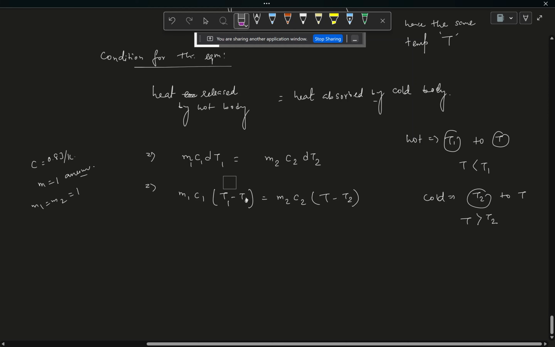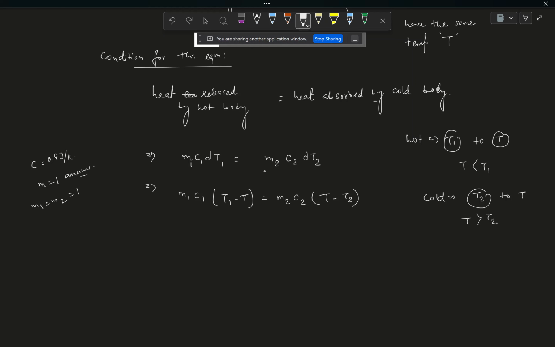because this is a change in temperature value, we do not want it to be negative. Because of this we take T1 minus T, because your dT has to be positive in both the cases, otherwise this will not be identical. Now in the problem it is mentioned that both the m1 and m2 are same, so this will be cancelling out, and also the heat capacities are same, so c1 c2 is also cancelling out. So from both sides you can gather that T1 plus T2 equals, this goes to the other side, so this is 2T. So your final equilibrium temperature is T equal to (T1 plus T2) by 2.